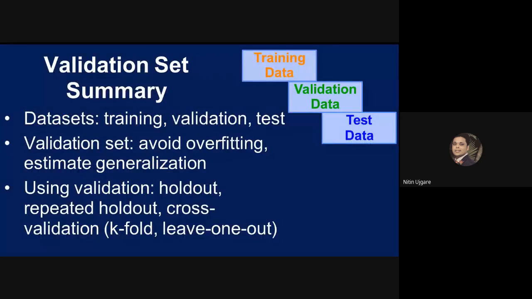Okay, so that's all. Three different data sets we have used. The validation set is used to avoid overfitting, and it gives you the estimate of generalization. And there are three cross-validation techniques that we have seen in this presentation. The first one is the holdout method, the second is k-fold cross-validation, and the third is the leave-one-out cross-validation technique. So that's all from the cross-validation topic.